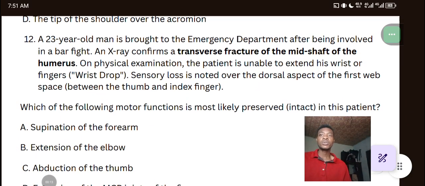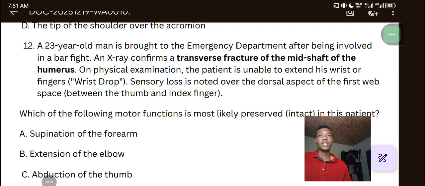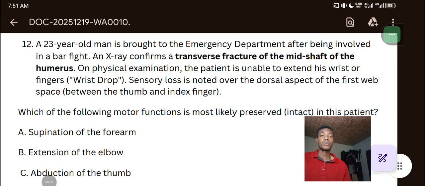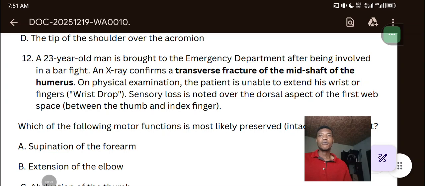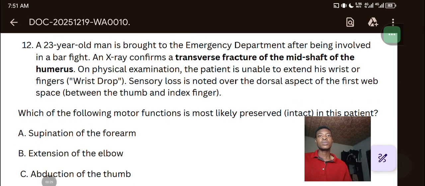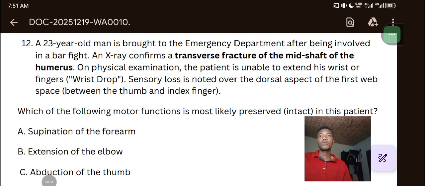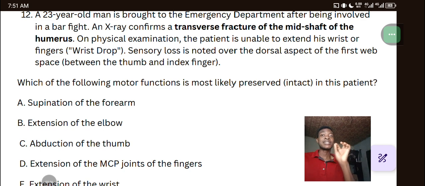A 23-year-old man is brought to the emergency department after being involved in a bar fight. An X-ray confirms a transverse fracture of the mid shaft of the humerus. This is the key point here. On physical examination, the patient is unable to extend his wrist or fingers. Sensory loss is noted over the dorsal aspect of the first web space between the thumb and index fingers. Which of the following motor functions is most likely preserved in this patient?